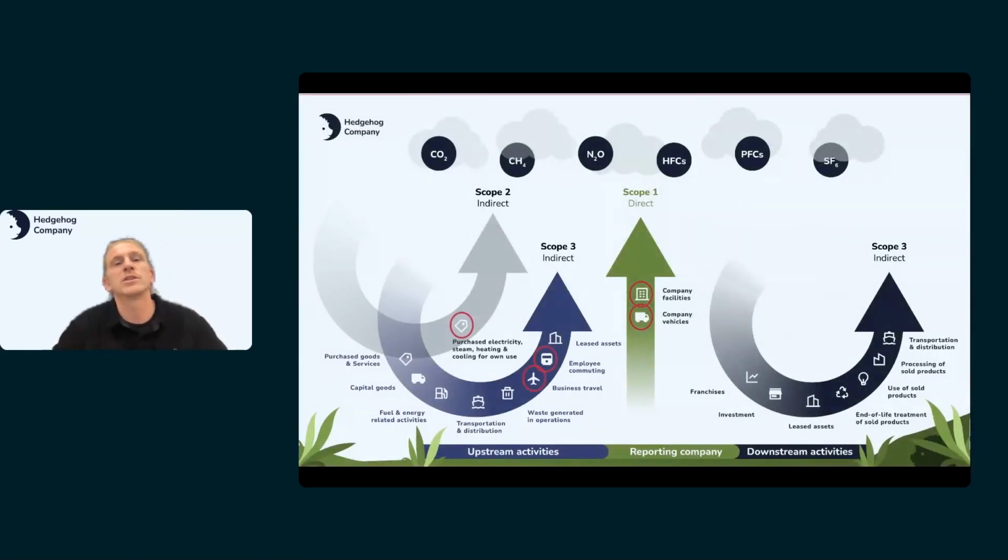So if we zoom back out to the figure of the Greenhouse Gas Protocol, and circle the emission sources that are available in the free version of the Hedgehog Carbon Dashboard, voila, here they are.